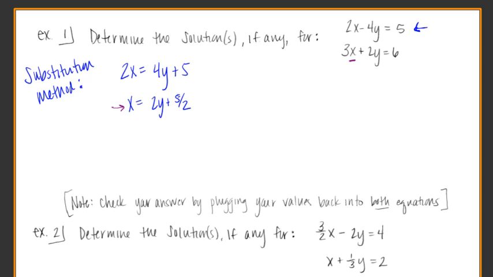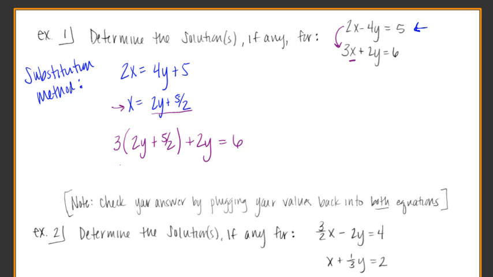So now it's 3 times what all x equals, which is 2y plus 5 halves, and then plus 2y equals 6. This is the substitution method: you're subbing one equation into the other by first rewriting the first equation and then plugging it into the second one. From there, everything in purple is all y variables, so by the time we finish, we'll get y equals something, and then we can pretty much be finished.